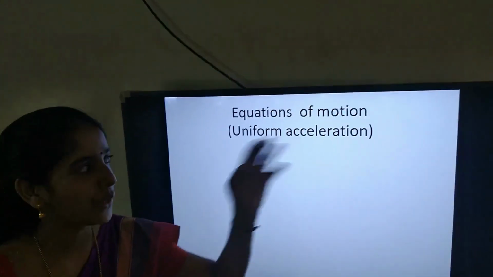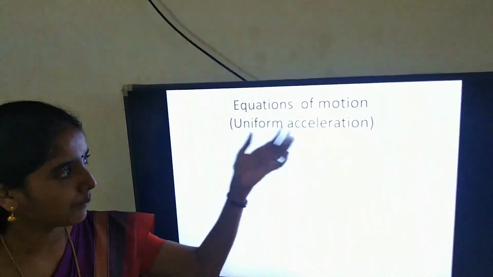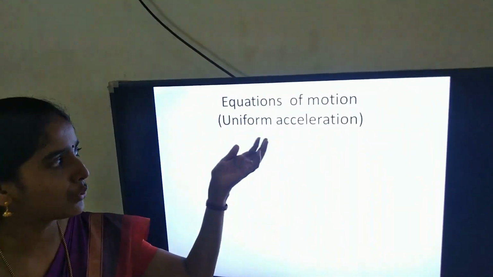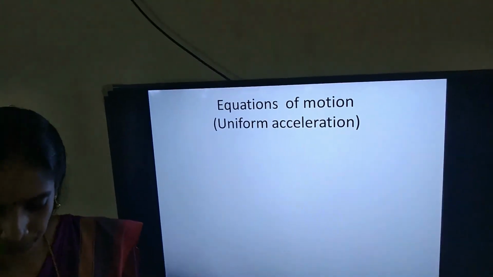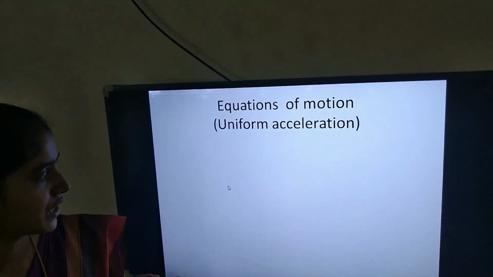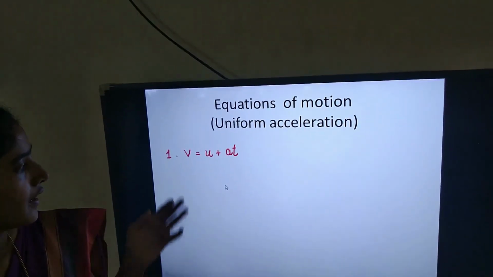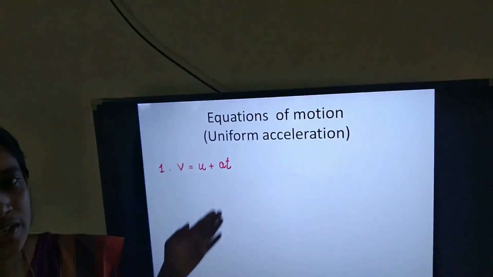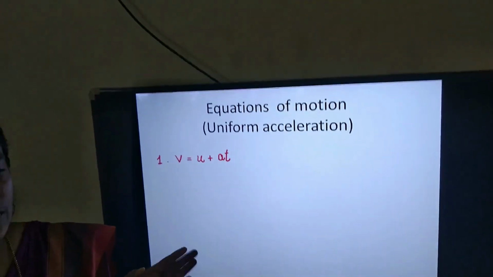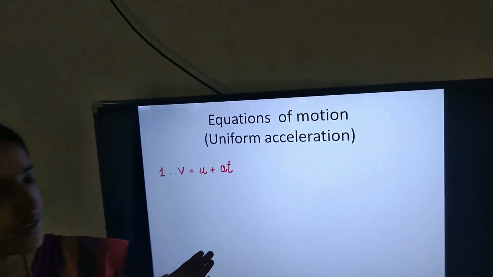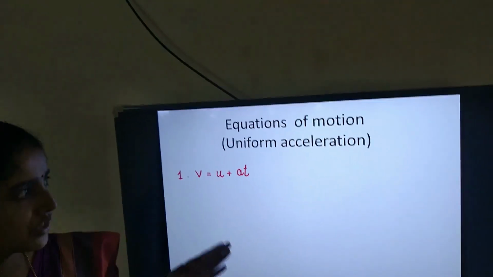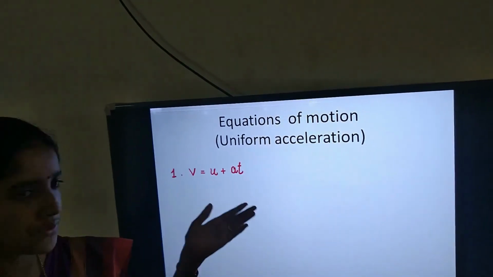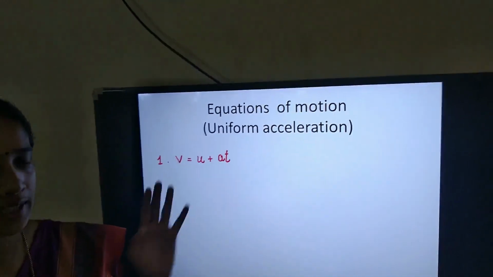Now we see the equations of motion which help us to explain uniformly accelerated motion. Let's go to the first equation: V equal to U plus AT. These equations we will obtain later graphically when we study the topic graphs. Now just let's have a look at the equations. Let's try to understand the meaning of the symbols and then we'll apply these in numericals.